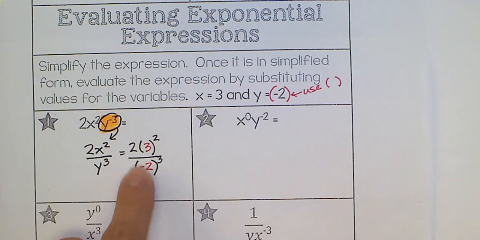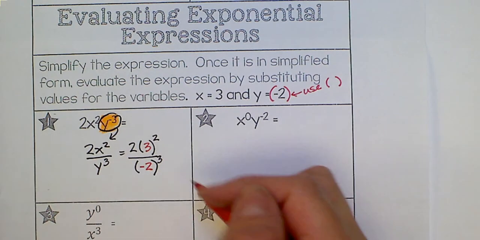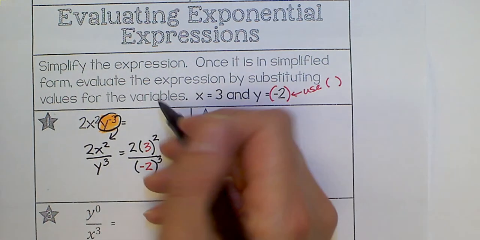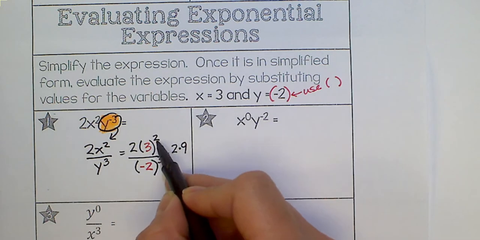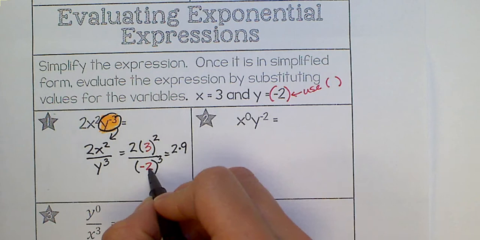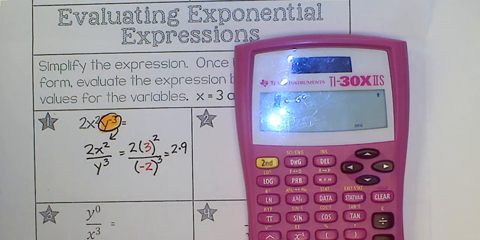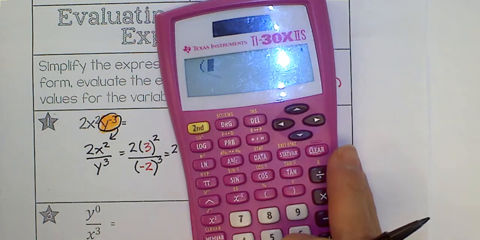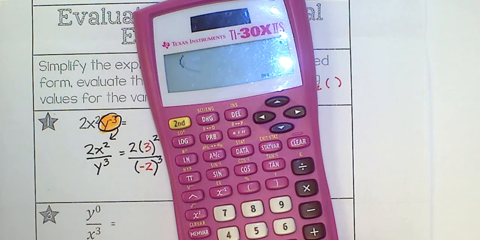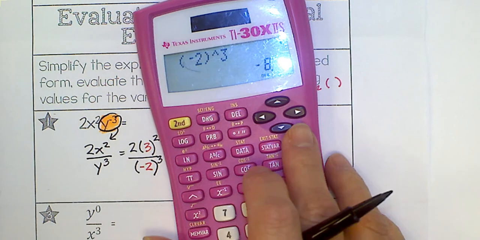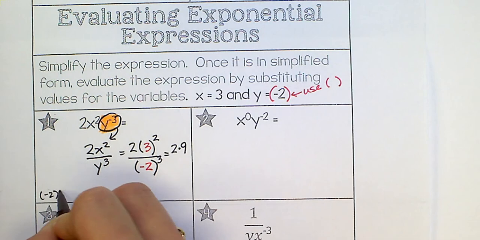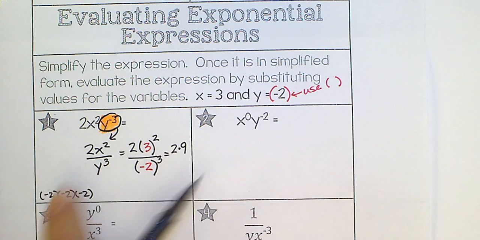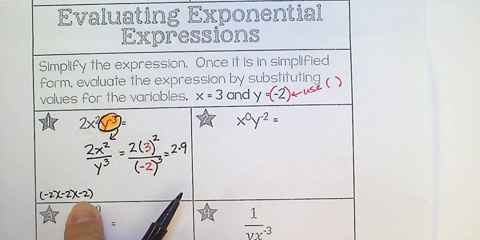And up here, order of operations first, we're going to get 2 times 9. Be careful, 3 squared is 9, not 6. And then negative 2 to the third. Again, you may use a calculator. Sorry about the glare. Negative 2, make sure you use parentheses. To the third, that is negative 8. Because remember, that's the same as saying negative 2 times negative 2 times negative 2. And if we have 3 negatives, our answer is going to be negative. So we have this all over negative 8.